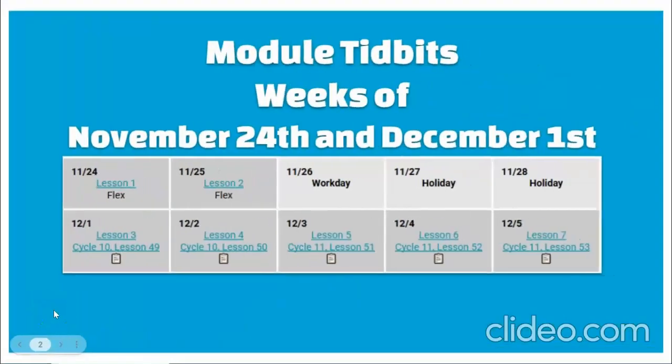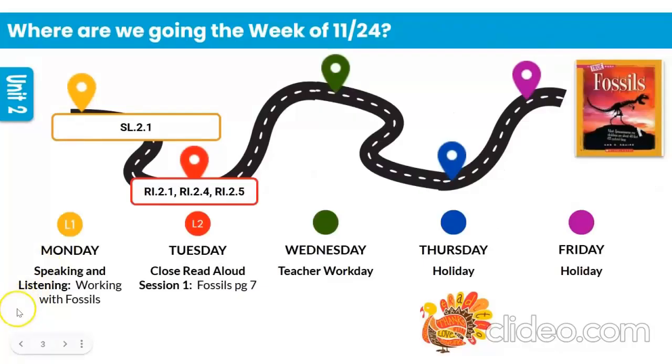Today, we are going to break down modules for the week of November 24th and the week of December 1st. During the week of November 24th, students transition to Module 2, Unit 2. In this new unit, students take on the role of paleontologist and learn about different kinds of fossils, the process of fossilization, and how fossils can teach us about how the Earth has changed over time.